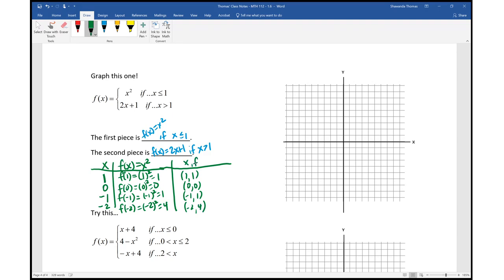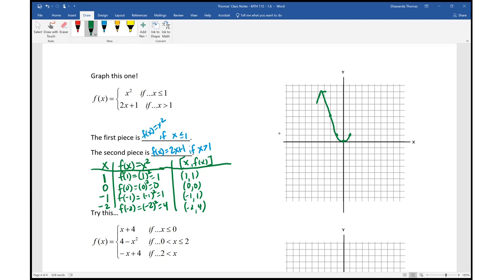So let's plot those points. In green, (1, 1), (0, 0). Look how it's going to the left. (-1, 1), (-2, 4). See how it's going to the left? So we're going to extend it to the left, not to the right, because we're going in the left direction. Numbers that are less than 1. Not going this direction, we're going in this direction. Numbers that are less than 1.